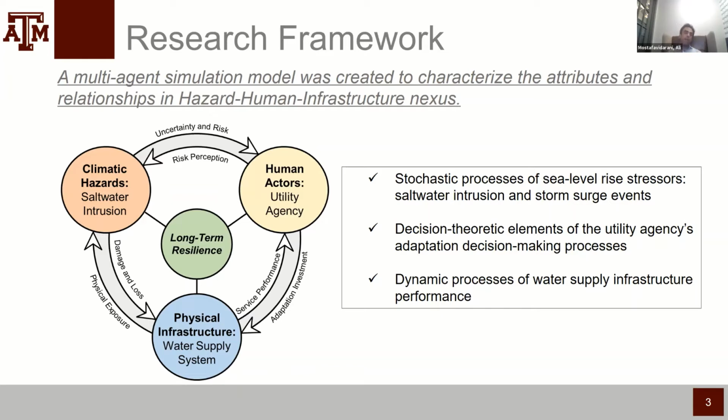So just as an example, when we have saltwater intrusion and sea level rise scenarios, the human actors perceive the risk, and based on the risk perception, they make adaptation actions. And the adaptation actions change the characteristics of physical infrastructure, whether it's the location of the well fields that changes the vulnerability of the well fields to the salinity hazards, or the capacity of the treatment plants for desalinating the water when it has salt in it. And the performance of physical infrastructure is, of course, affected by those chronic stressors. And the combination of these interactions determines the overall performance and availability of water over the long horizon.